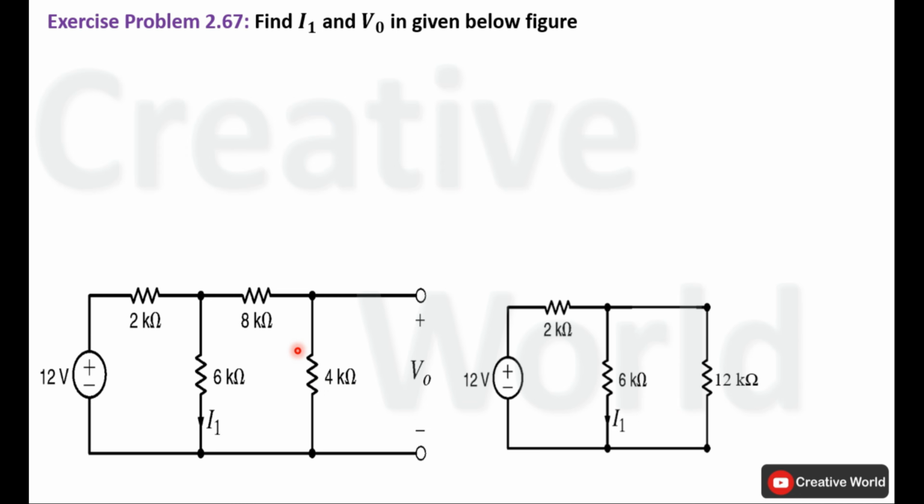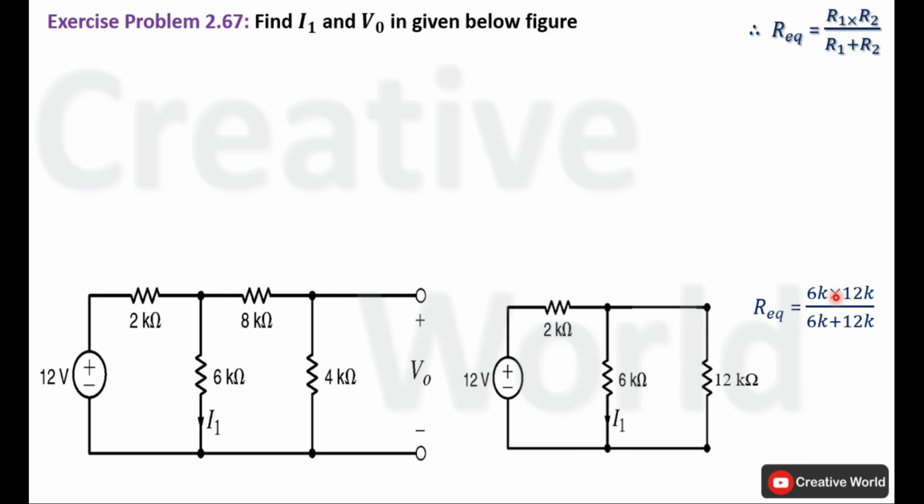Modify the circuit. Now these two resistances are in parallel connection, and we have to find their equivalent resistance so that we can calculate total supplied current through this branch. For that purpose, we will use this equation to calculate their equivalent resistance. In this case, 6 kilo ohm resistance will be R1 and 12 kilo ohm resistance will be R2. Place values inside this equation.